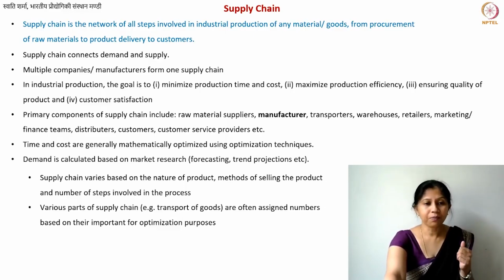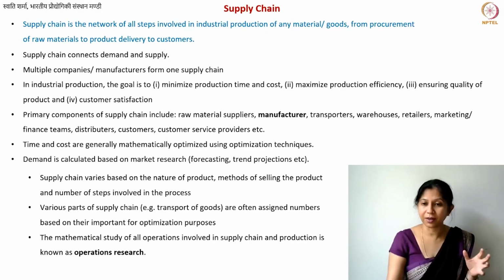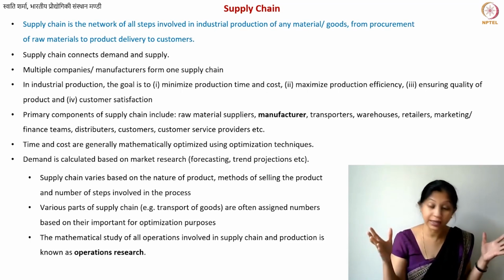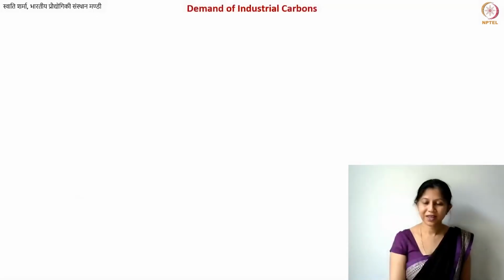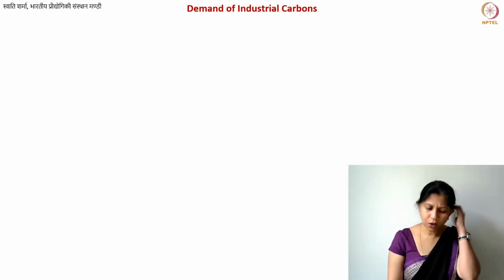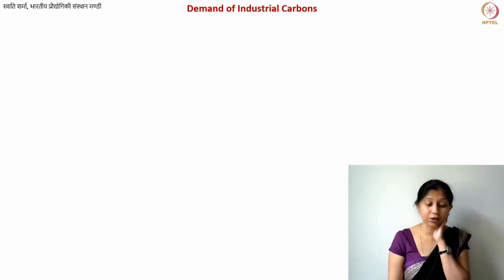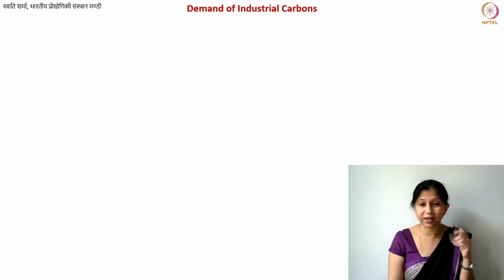Yeah, so various parts of the supply chain are often assigned numbers. This is something I've already told you, and the entire field is known as operations research. So now we come already to the carbon materials, right? What is the demand of carbon materials? I told you that demand and supply are two important things, and our supply chain is connecting the two. Okay, what is the demand of carbon materials?